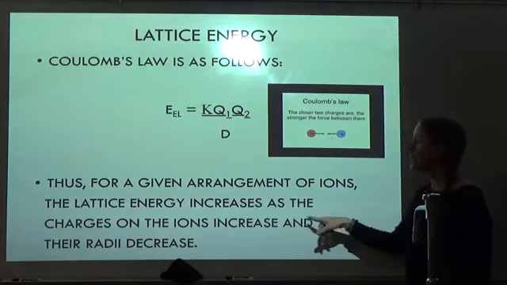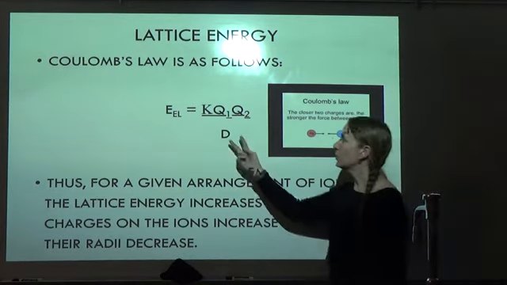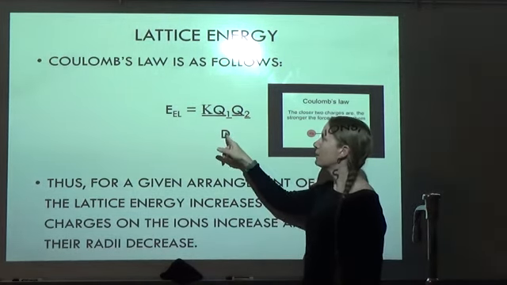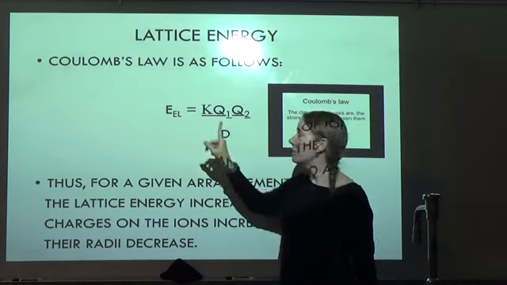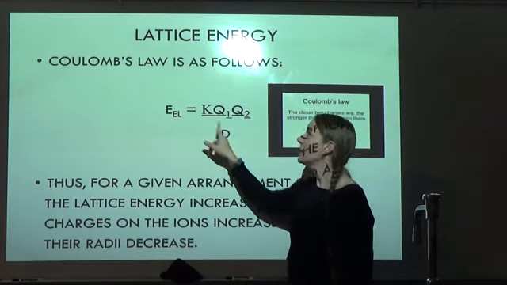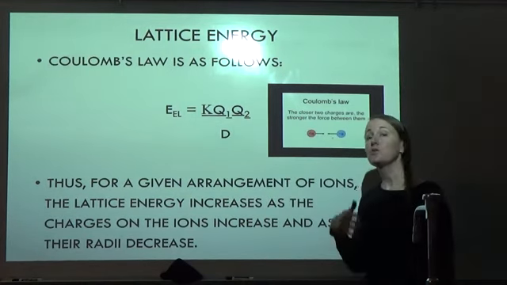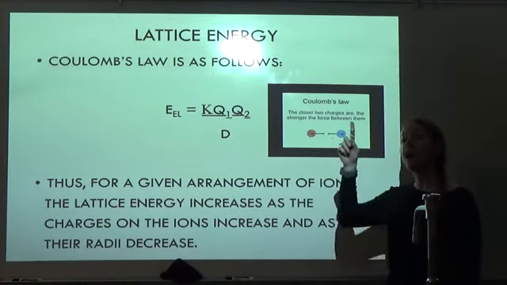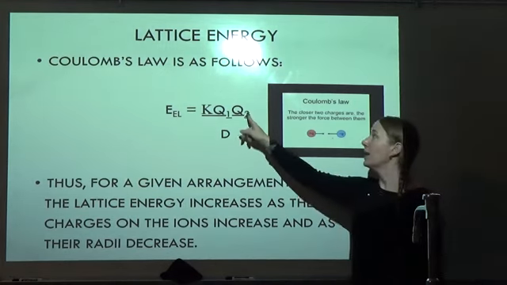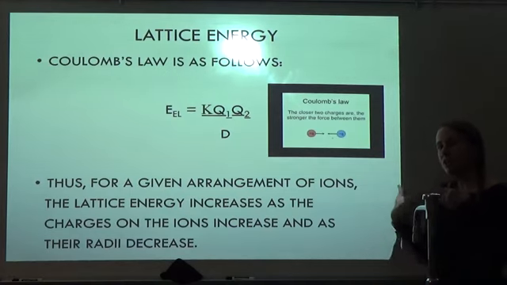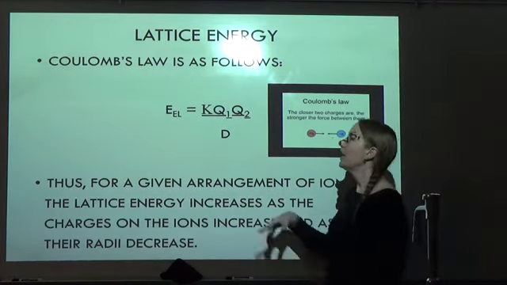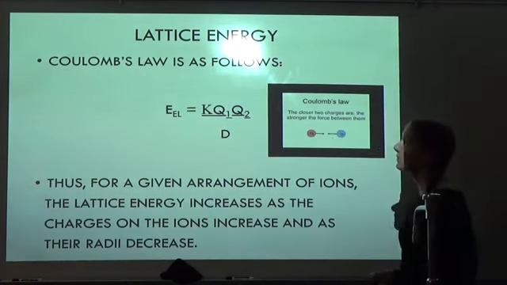And as their radii decrease, so the closer they are together, remember, if I divide by a smaller number, that will make my energy larger. If I divide by a larger distance, that will make this number smaller. So in other words, in order to have a high lattice energy, I want high charge and tiny ions. The tinier they are, the closer they are together, that makes it harder to pull them apart.